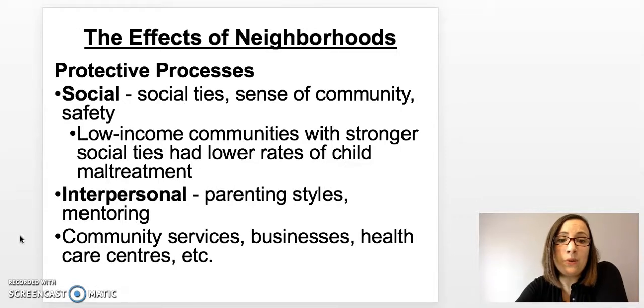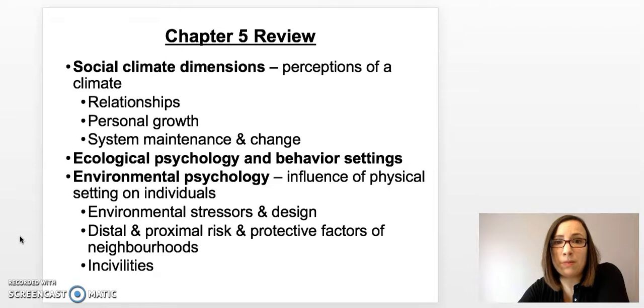We also know that there are really some amazing protective processes that can help people, like social ties and sense of community and feeling safe. Lower income communities with stronger social ties do better, right? And they have lower rates of child abuse and things like this, right? So there are some amazing protective processes that can help people.